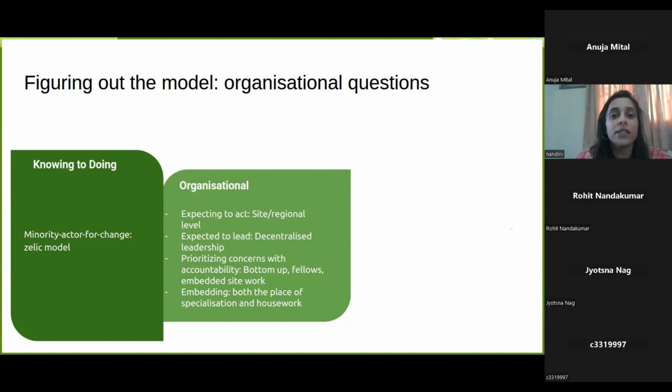Who should be prioritizing concerns, in terms of prioritizing concerns with accountability? So a lot of these concerns and a lot of these accountabilities, one could argue, should come from the bottom up. So for instance, there are fellows, and I will come to this in the next slide, a lot of fellows, mud on the boots practitioners, a lot of people who are embedded in site level work, know that there are certain questions and a certain level of help that is required in the field. So can we prioritize these concerns and help out in these ways?